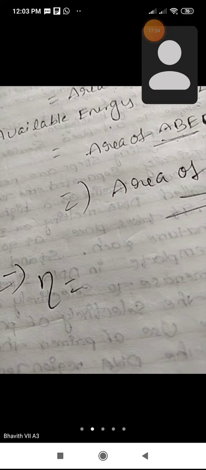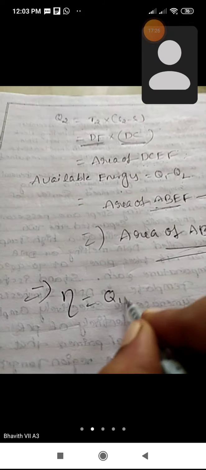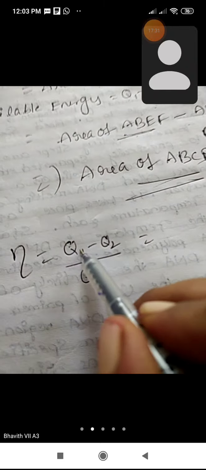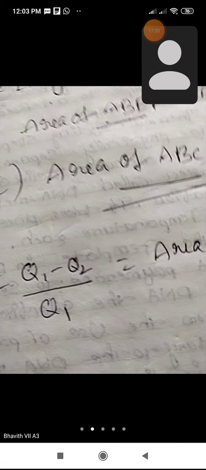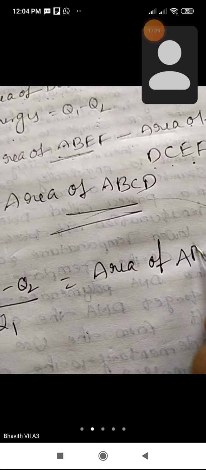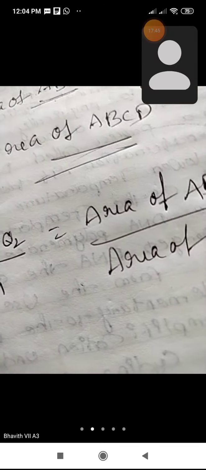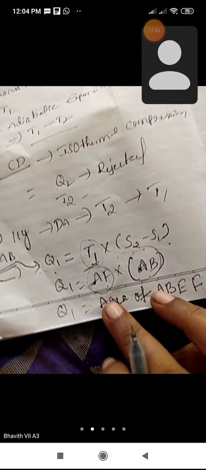Now we have to find the efficiency of this process. What is the formula? Efficiency is (Q1 minus Q2) by Q1. Q1 minus Q2 is nothing but the area of ABCD, divided by Q1. Q1 is nothing but the area of ABEF.